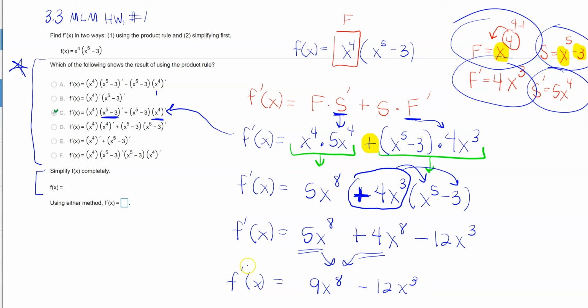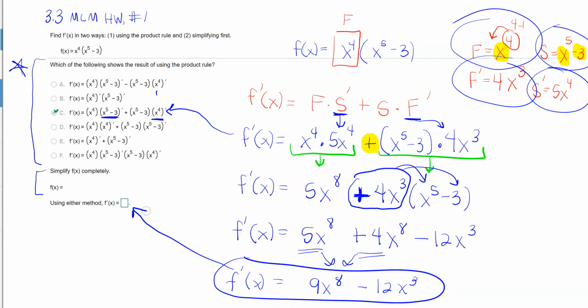Okay, and that's the derivative I can put in to my math lab. But there was another way we could do this. We're being asked to also find the derivative by simplifying the original function. Notice there's no prime notation on that. It's just a regular original f of x function notation.